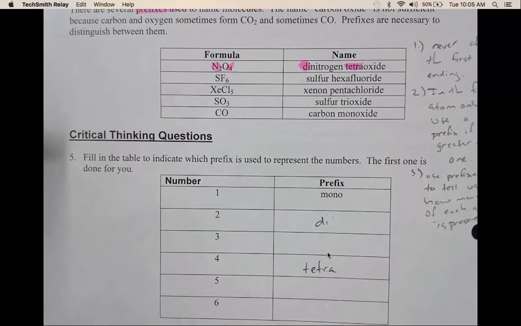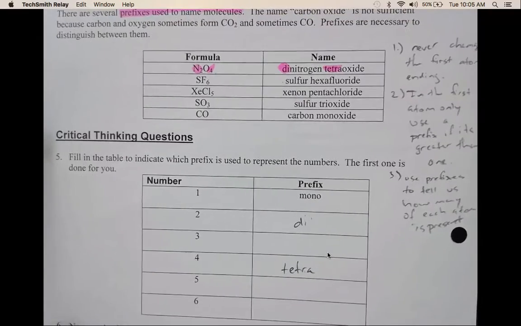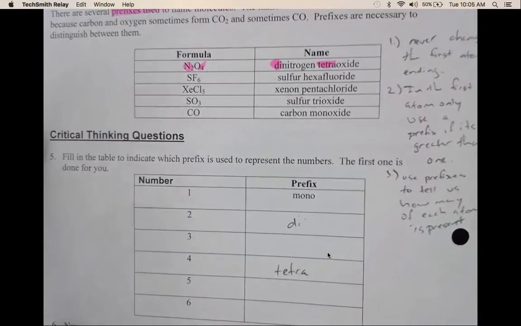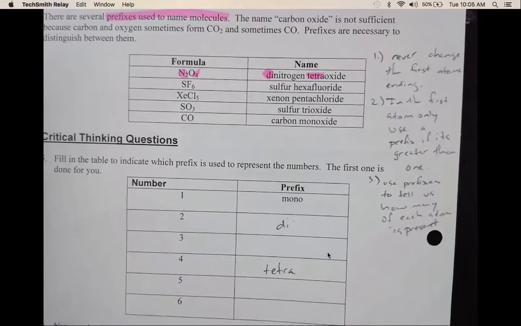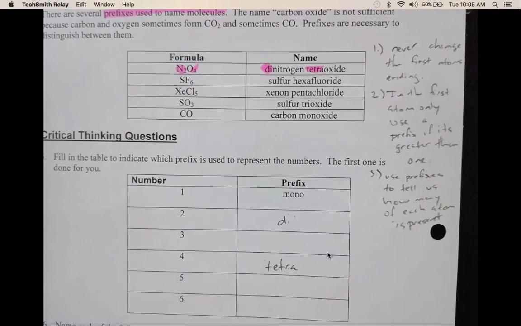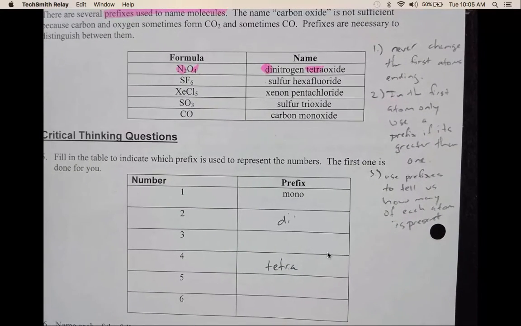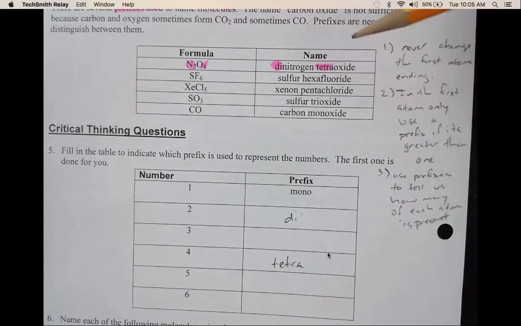So a couple things, we are going to work on naming covalent compounds. I just have to fix my camera a little bit so you can see. All right, so a couple things that I wrote down to help us when we're naming. If we look at the first example, we have dinitrogen tetraoxide.